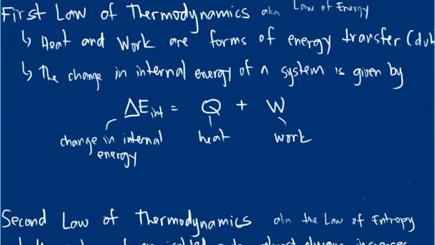According to the first law, heat and work are forms of energy transfer. Like duh. And the change in internal energy of a system is given by the following equation. We have here the change in internal energy, delta E int, is equal to the heat transferred to or away from the system, plus the work done by the system or work done to the system. So practically, the first law of thermodynamics is essentially a restatement of the law of conservation of energy.